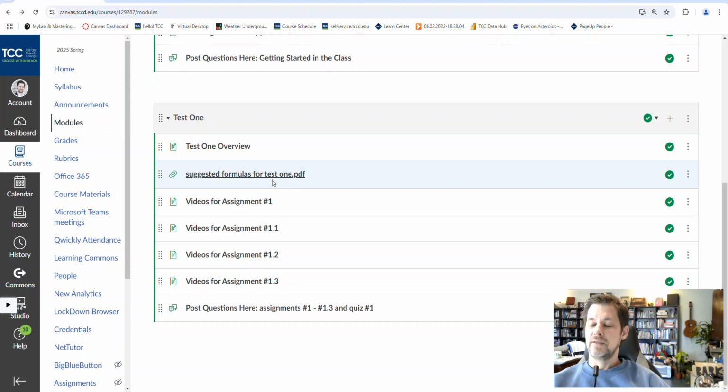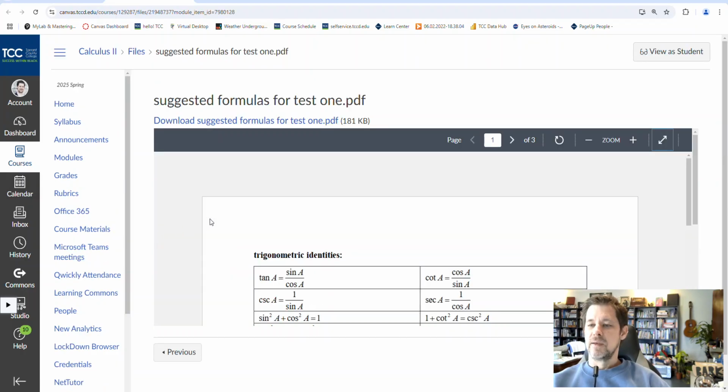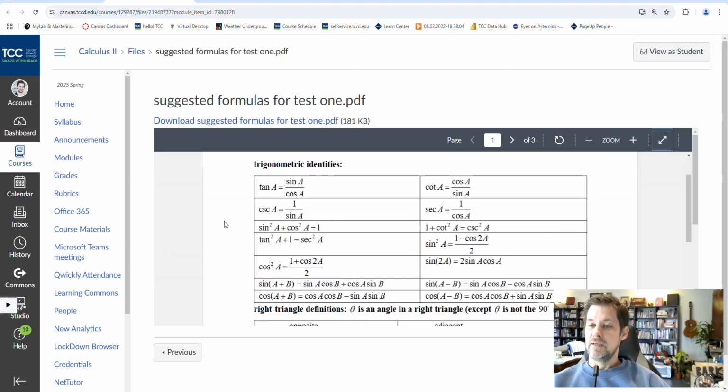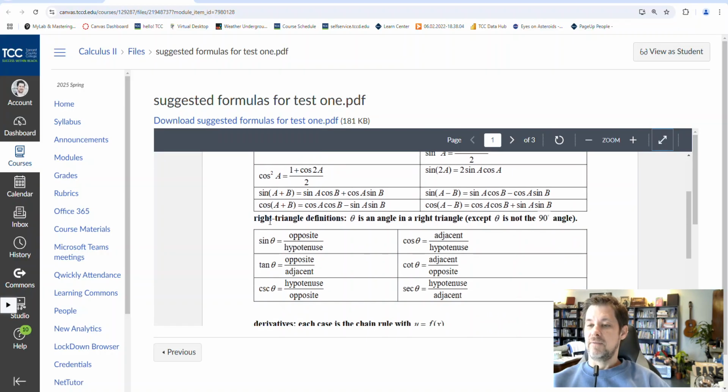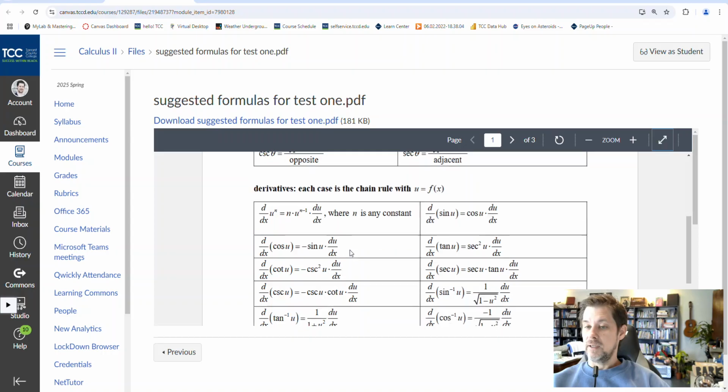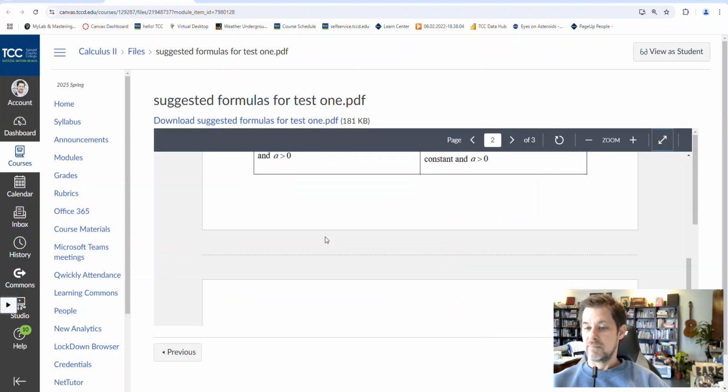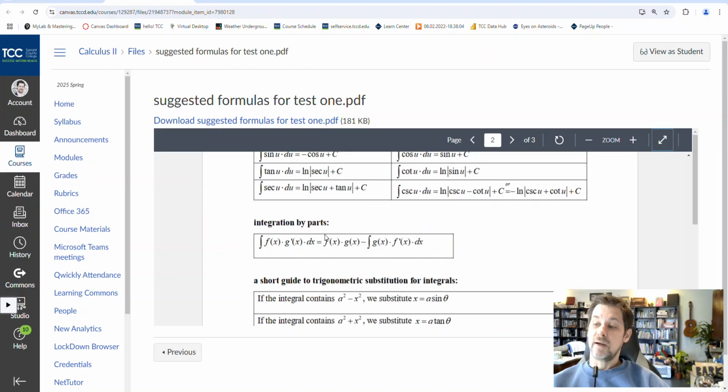I might suggest you open that up because through these first 4 assignments for test 1, there are a lot of formulas that we might need. Integration by parts is one of them. If you open that page, here's what you get. I have it divided into trig identities, definitions of sine, cosine, tangent, and so on, derivatives, and from there, everything that I could think of that you might need. Here's integration by parts. So you can find it on there.